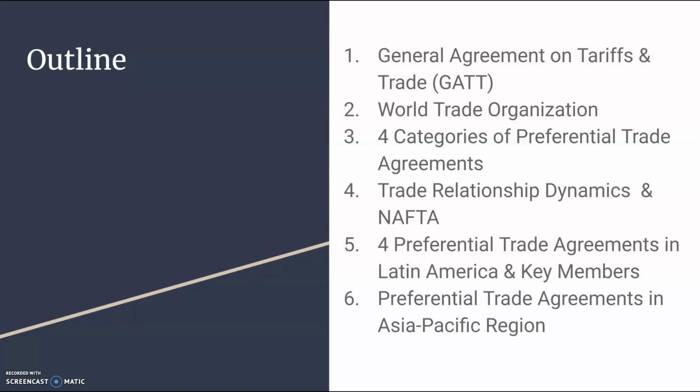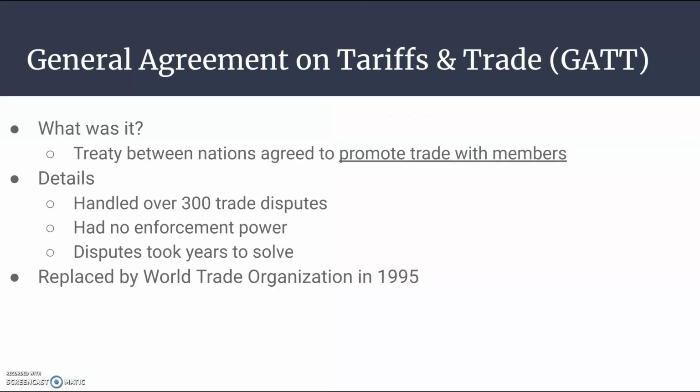Then, talking about the 4 preferential trade agreements in Latin America, their key members. Finally, talking about the preferential trade agreements in the Asia-Pacific region.